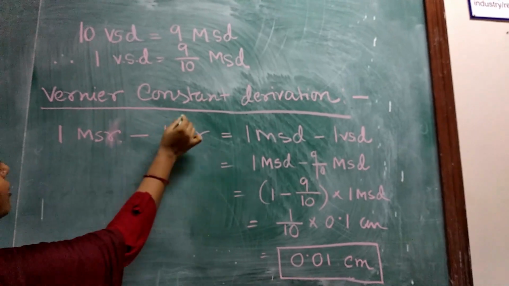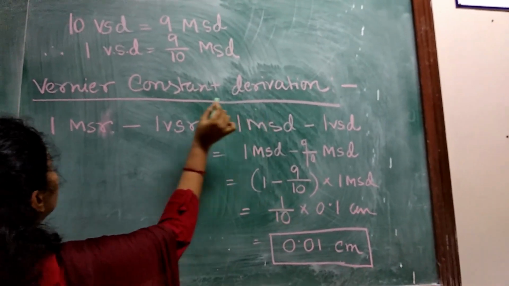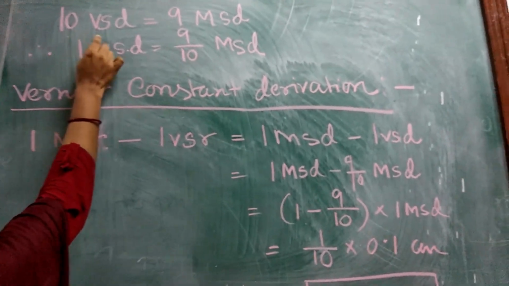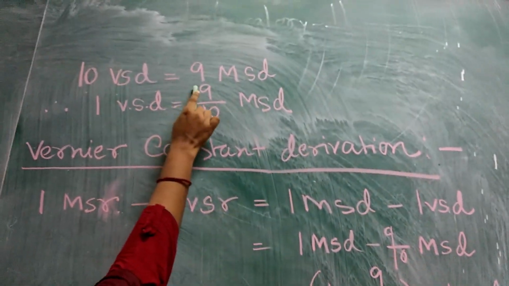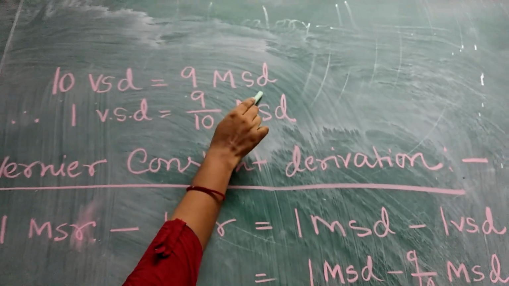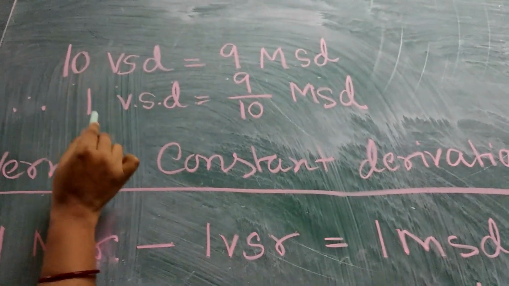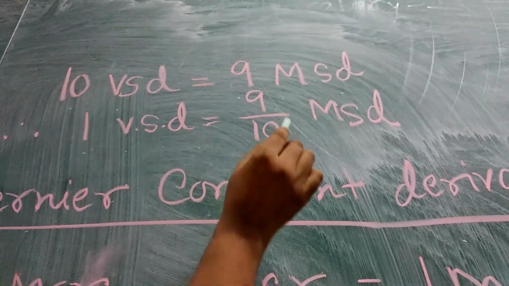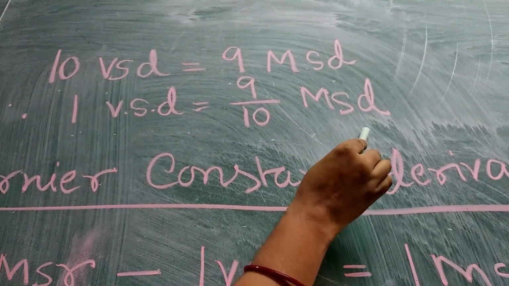So, the vernier constant derivation part. Let me remind you what I have told. 10 vernier scale divisions are equal to 9 main scale divisions. So from here we can conclude that one vernier scale division is equal to 9 by 10 main scale division.